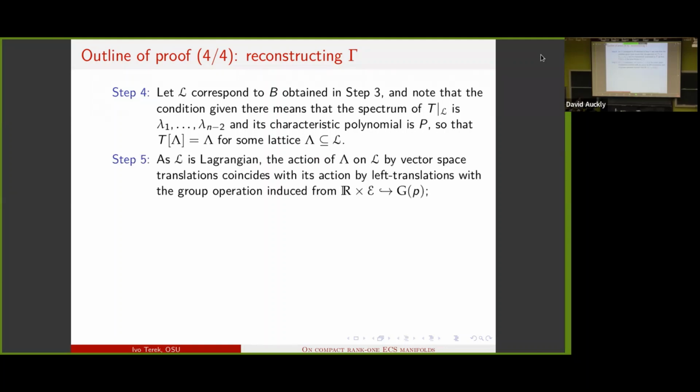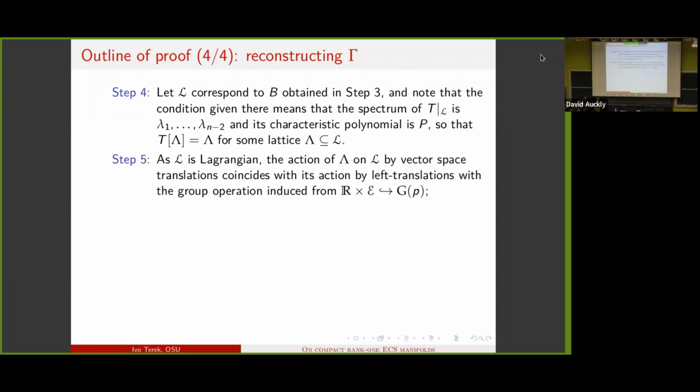And then once this is done, what happens? This subspace L will come out Lagrangian also by construction. And the thing is, we will know that the action via left translations, because remember, even though we have as a set Z cross R cross E, the group operation is not a direct product. It also comes from a semi-direct product, as I mentioned in the beginning.